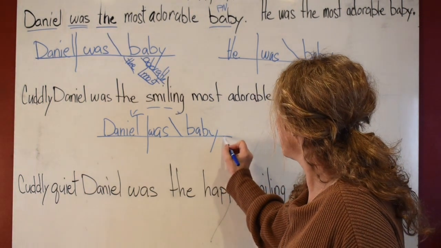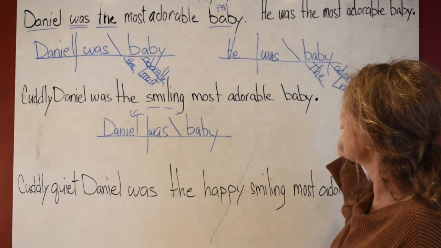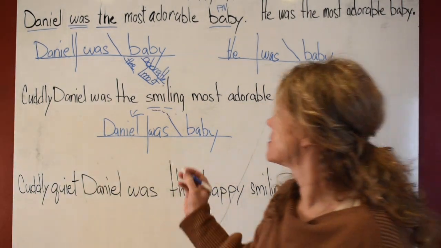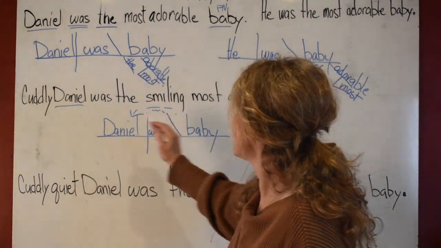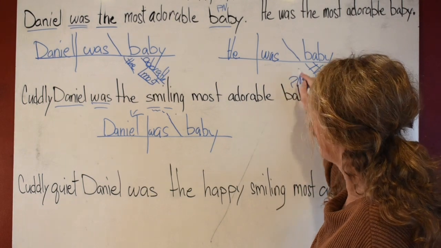Okay? So now we have cuddly Daniel, the most adorable, smiling baby. So what do we have? Words in the sentence. We have Daniel, we've already put down Daniel, we put down was, and we have the baby, the predicate nominative.